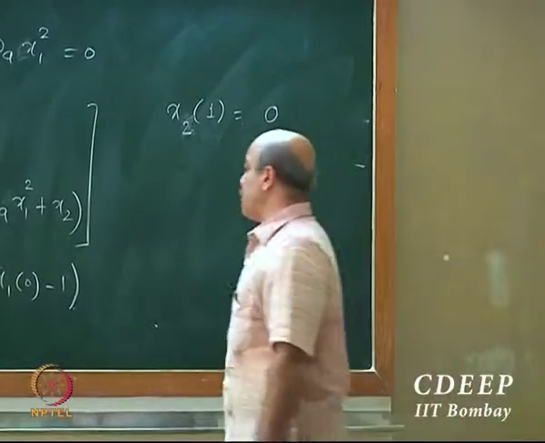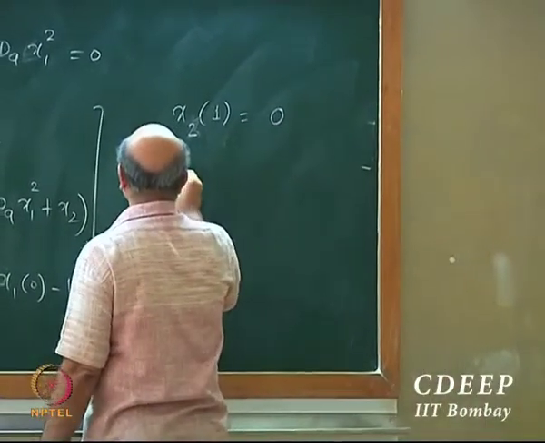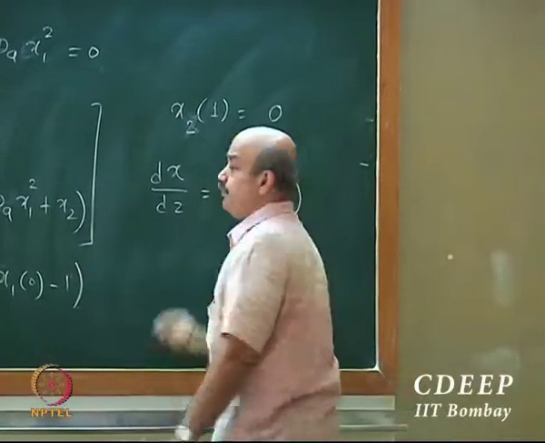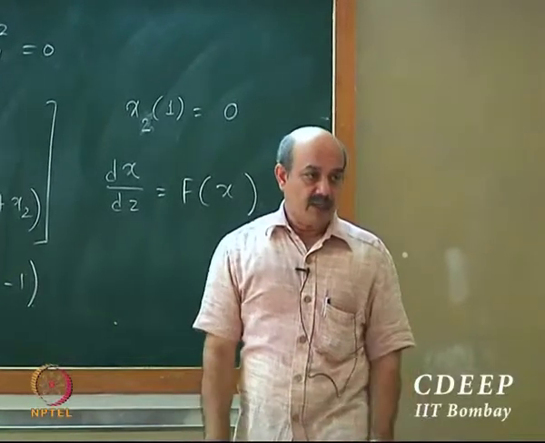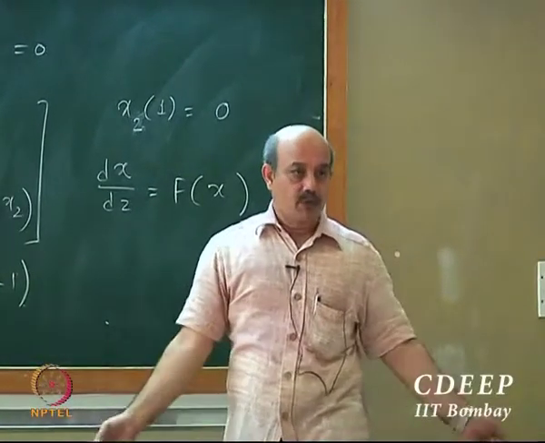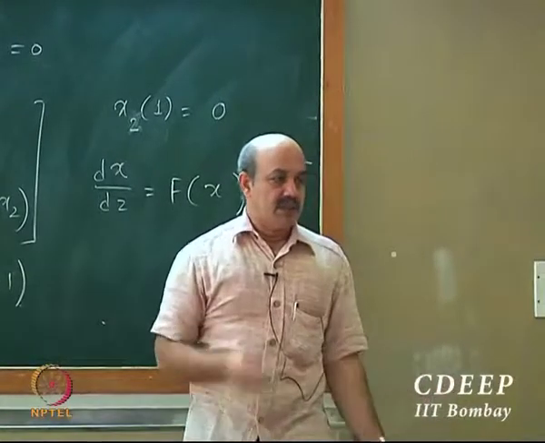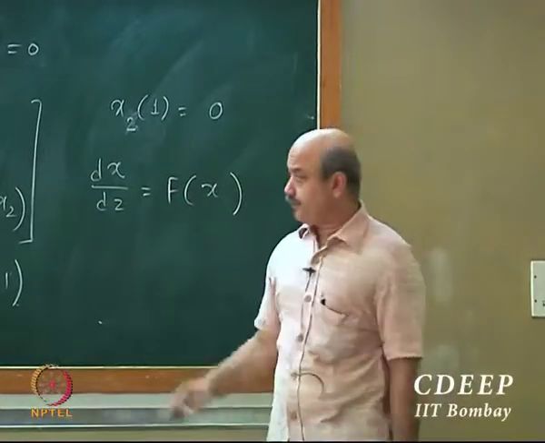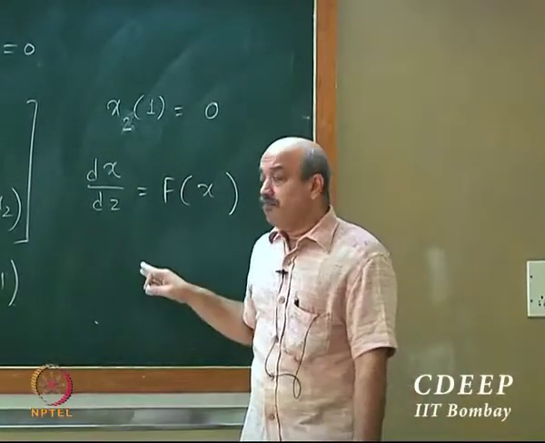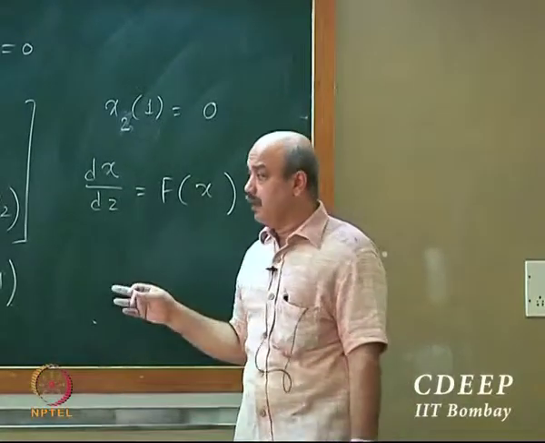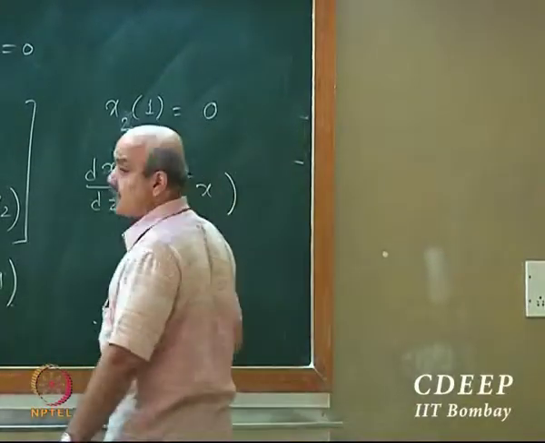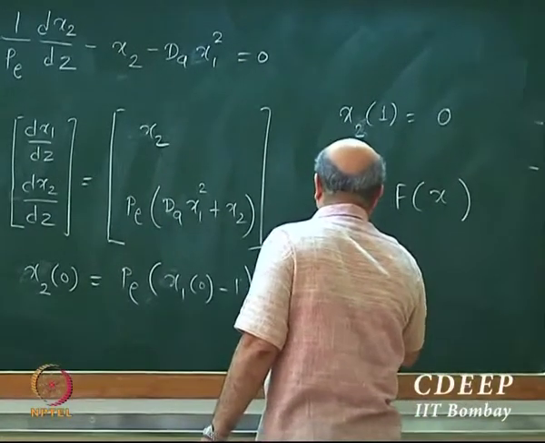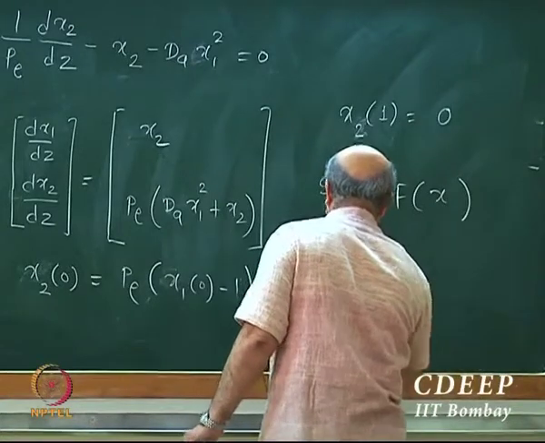This equation is of the form dx by dz equal to f of x. Fine, this is an ordinary differential equation, first order. I have so many methods for solving this: Euler method, implicit Euler, explicit Euler, Runge-Kutta, whatever. I have those methods for solving this, but to start solving an initial value problem, I need two things: x1 at 0 and x2 at 0.